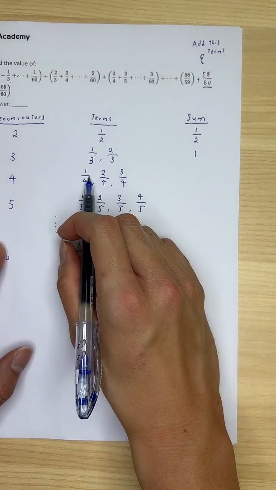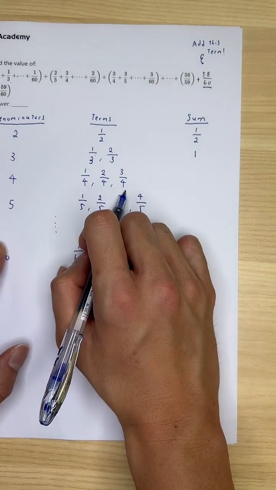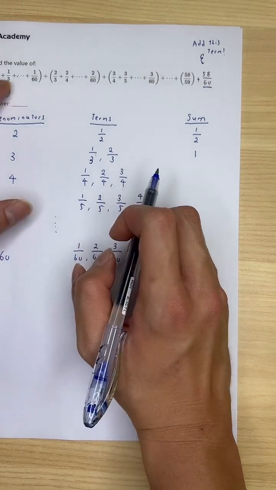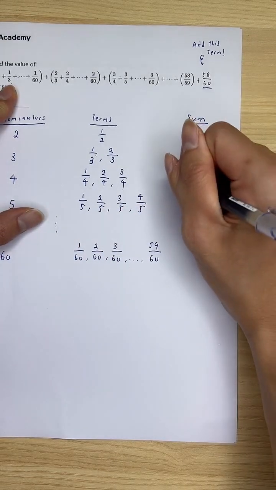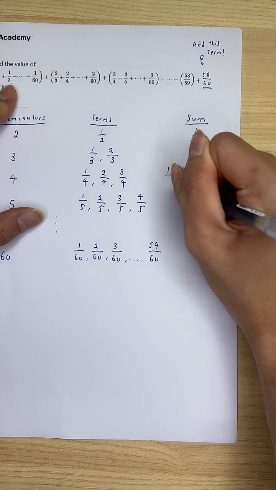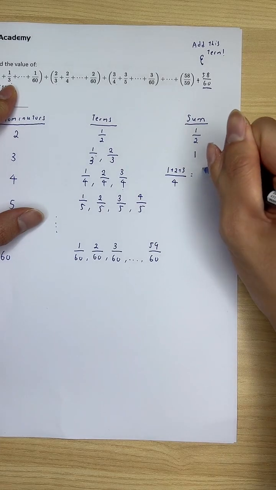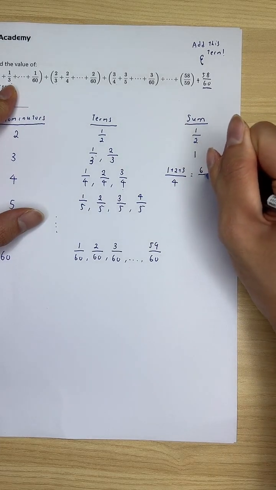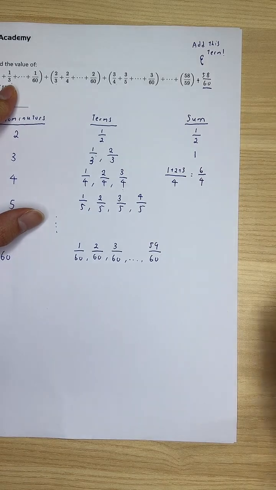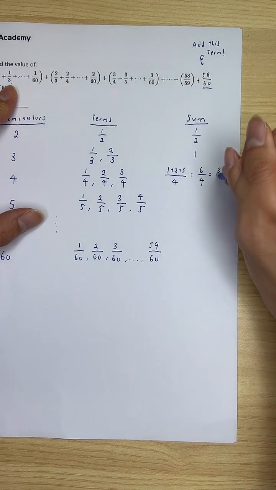What about this? 1, 2, 3, divided by 4, all of them. Well, we can use our formula, right? In this case, this one will really be 1 plus 2 plus 3 over 4. But we know that that's 6/4. Maybe you can write it down, 6/4. What would this actually be? When we simplify, it's going to be 3/2.